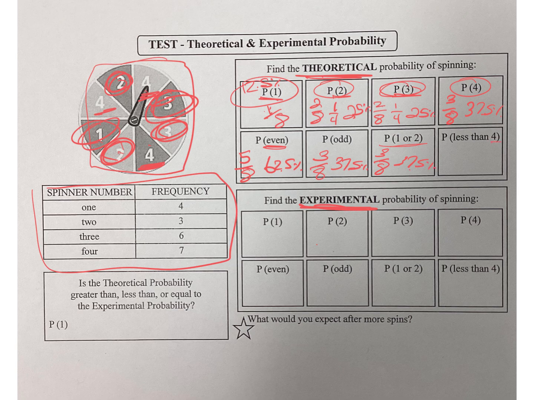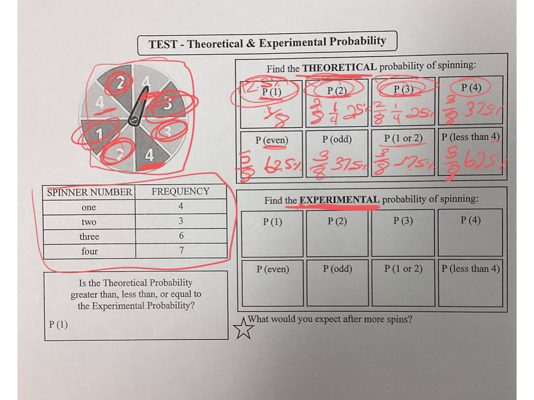Less than 4 would be a 1, a 2, and a 3. So we have 1/8, 2/8, and 2/8, and that gets me 5 out of the 8. And 5 out of 8 is 62.5%. Okay. Now, we got to do the experimental.